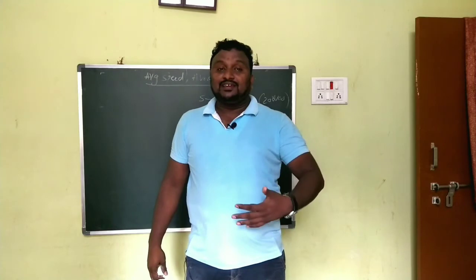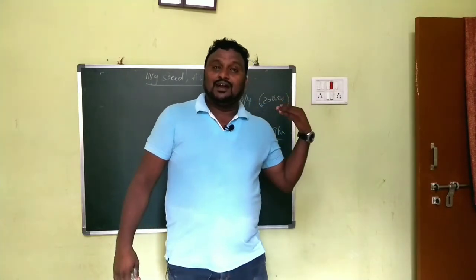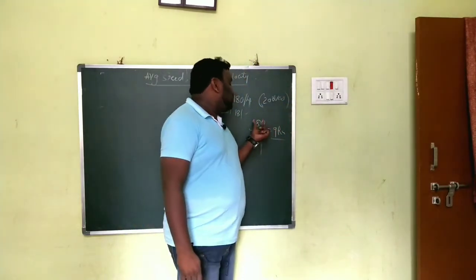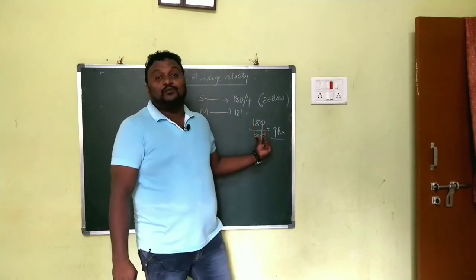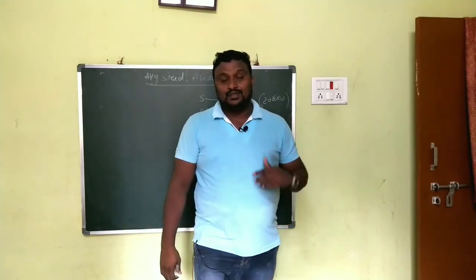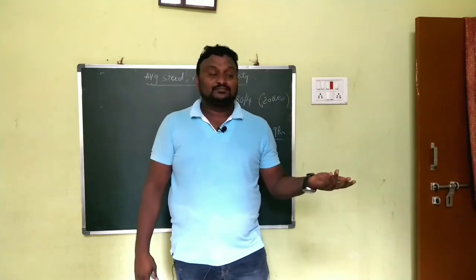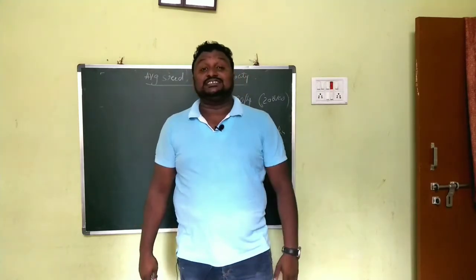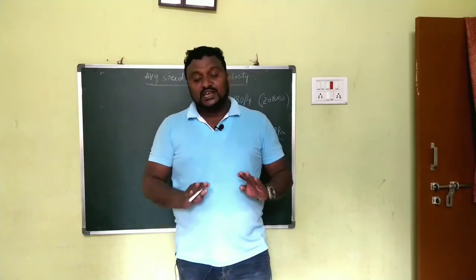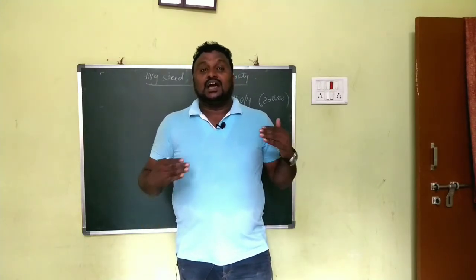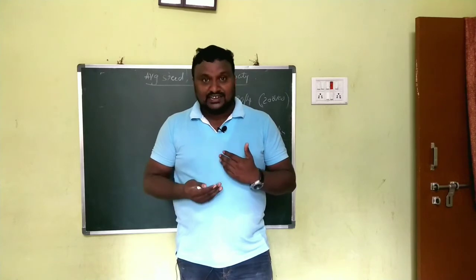Clear? I think most of you got an idea about this. How did we find the run rate? Total runs scored divided by the total number of overs played. By doing that we get a run rate of 9. In the same way, children, we can find average speed.